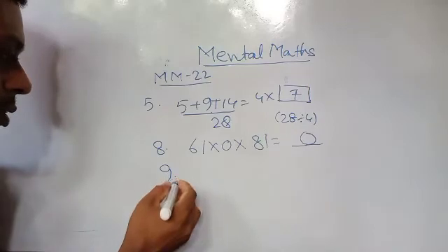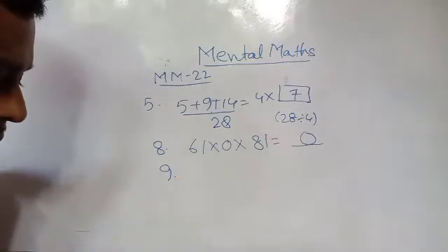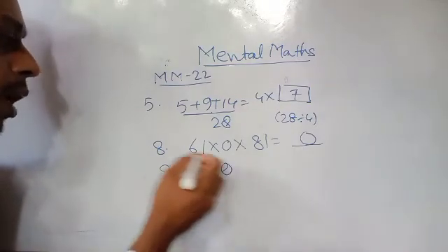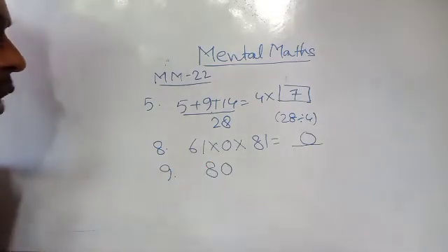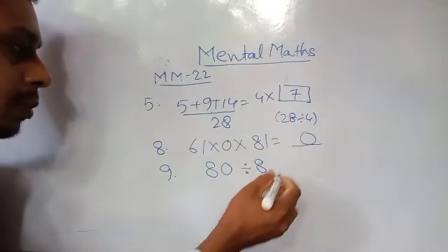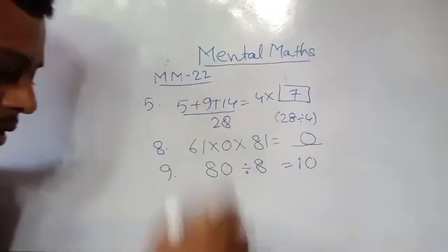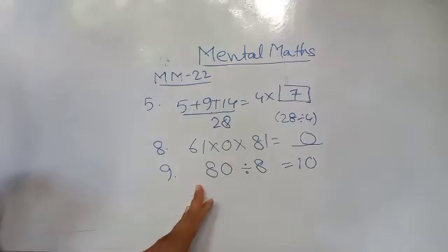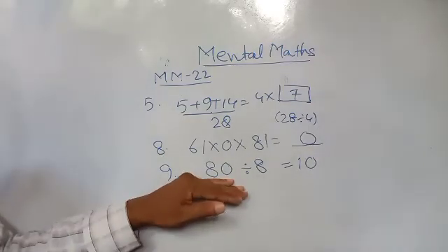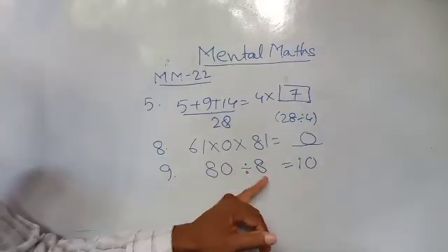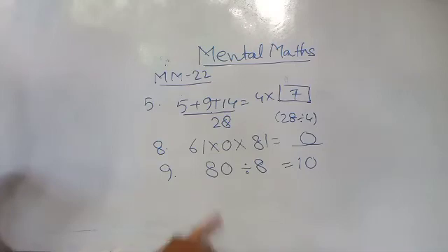Number 9. The number of groups of 8 in 80. We have 80 and we have to make groups, and in one group there will be 8. Then how many groups will we have? 80 divided by 8, the answer will be 10. So you will have 10 groups. If one group has 8 students, then 80 students in total. So if you divide the total number by 8, you get the number of groups.